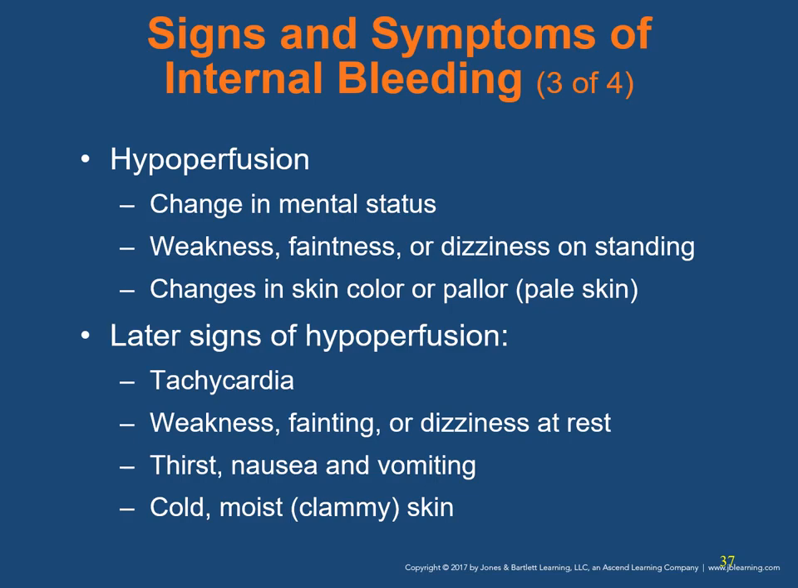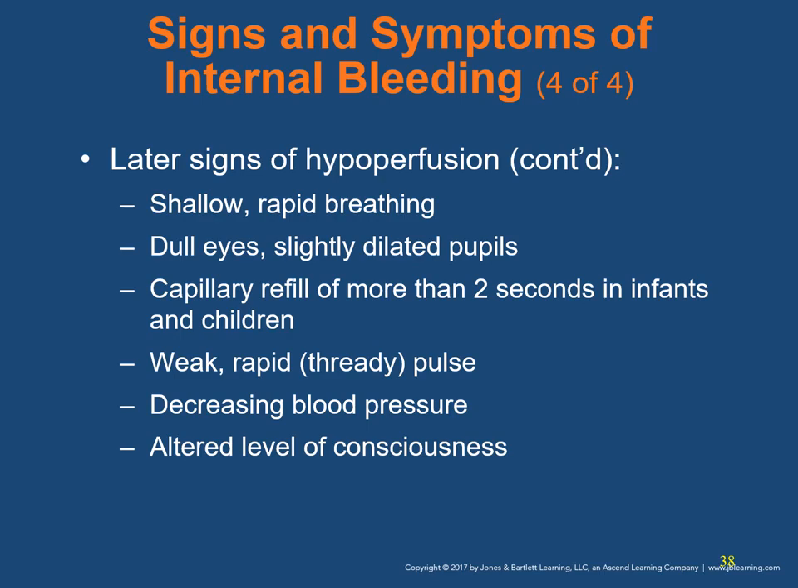Later signs of hypoperfusion suggesting internal bleeding include tachycardia, weakness, fainting or dizziness at rest, thirst, nausea and vomiting, cold, moist, clammy skin, shallow, rapid breathing, dull eyes, slightly dilated pupils that are slow to respond to light, capillary refill of more than 2 seconds in infants and children, weak, rapid, thready pulse, decreasing blood pressure, altered level of consciousness. Patients with these signs and symptoms require prompt transport.